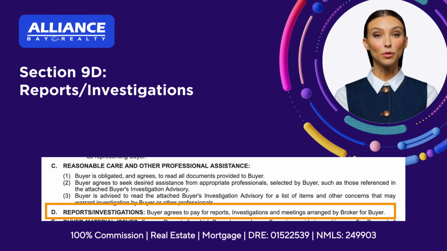Section 9D, reports/investigations. What it says: buyer agrees to pay for reports, investigations, and meetings arranged by broker for buyer. If we schedule inspections or professional investigations, the buyer is responsible for paying those costs.